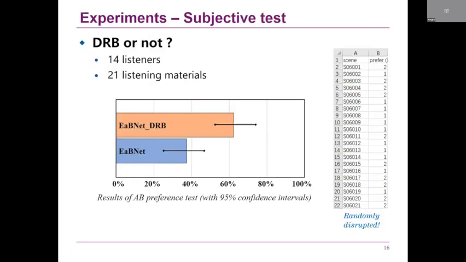Okay. We also implemented a subjective experiment on the necessity of the derivation. The results show more than 16% of the options, meaning 16% tended to the derivative results.